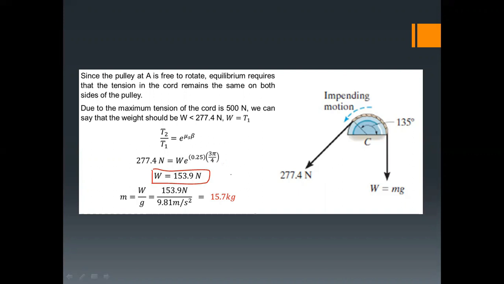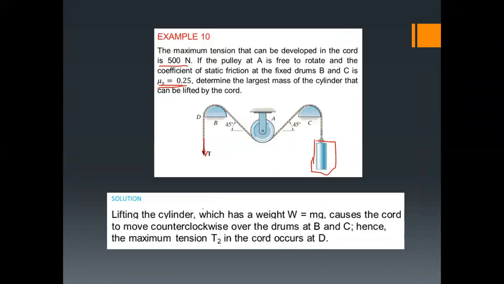So, simpleng weight is equals to mass times gravity. So, lipat mo lang, divide mo lang siya sa gravity and we'll get your mass na 15.7 kilograms. So, yun yung kayang buhatin nung cord natin or nung cable natin. So, since given ka dyan, kapag pinataas din yan, mas mataas yung weight na kaya niya, since ito lang kasi yung given, yung 500 Newton na tension na nabubuhat.